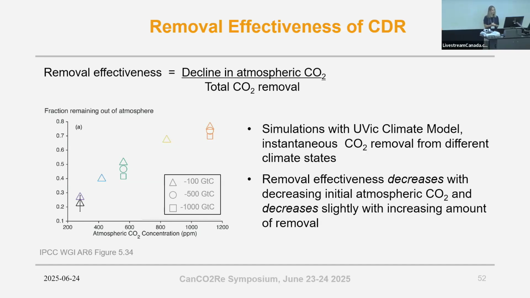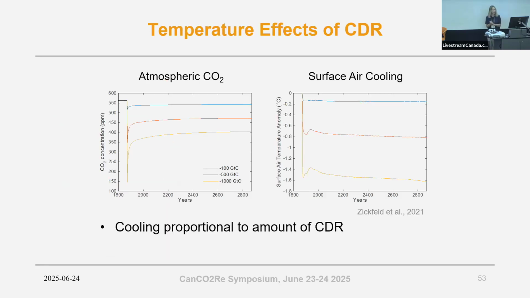Again, with simulations with Earth system models, we find that this removal effectiveness depends a little bit on how much we remove, not so much, but it depends quite strongly on the state from which we remove it. One interesting result is that this effectiveness, the amount of carbon that stays out of the atmosphere after we remove it, does decrease with decreasing initial atmospheric CO2 concentration. Which means that if we do this when CO2 concentrations have already come down, it's actually harder than when CO2 concentrations are higher, which especially when we think about net zero pathways is not so good news.